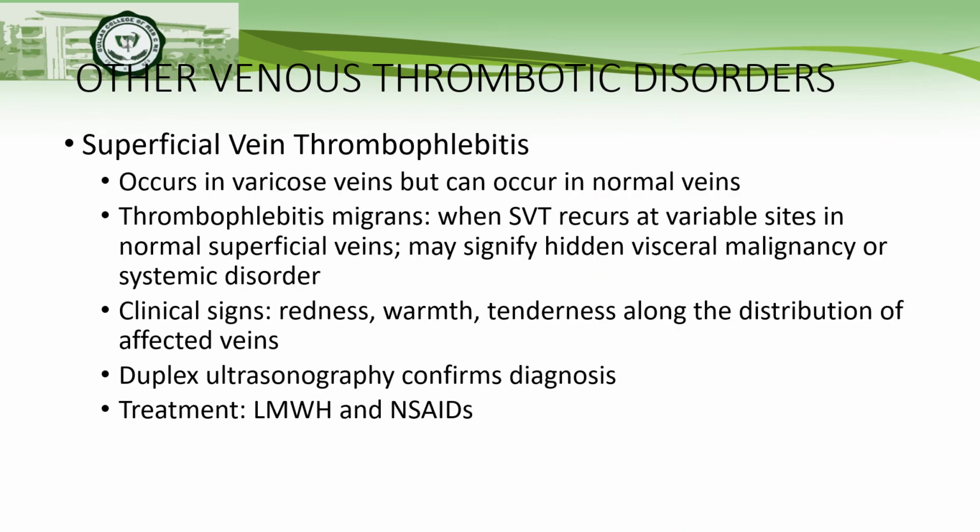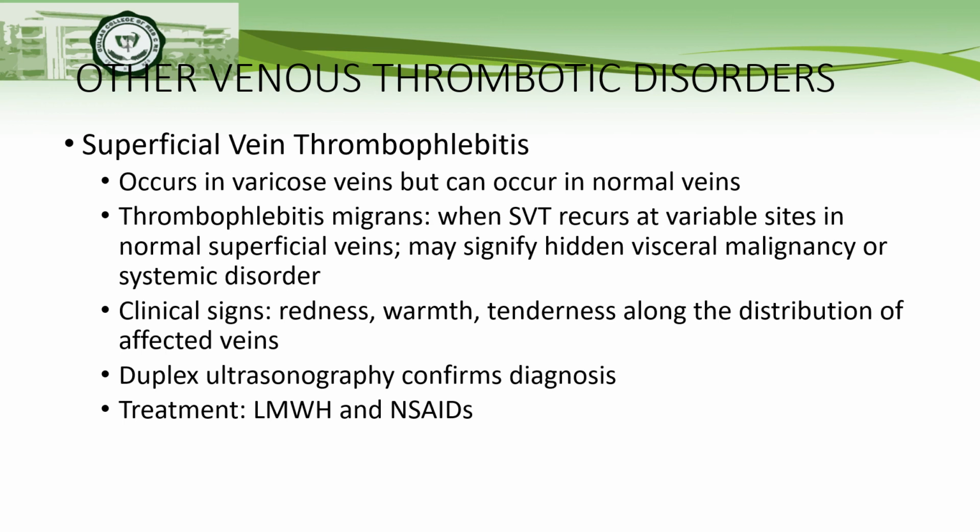So we have other venous thrombotic disorders such as superficial vein thrombophlebitis. They occur in varicose veins, but they can also occur in normal veins. We have what we call a thrombophlebitis migrans. This occurs when the SVT recurs at variable sites in normal superficial veins. This may signify a hidden visceral malignancy or a systemic disorder such as blood dyscrasia. Clinical signs include redness, warmth, and tenderness along the distribution of the affected veins.